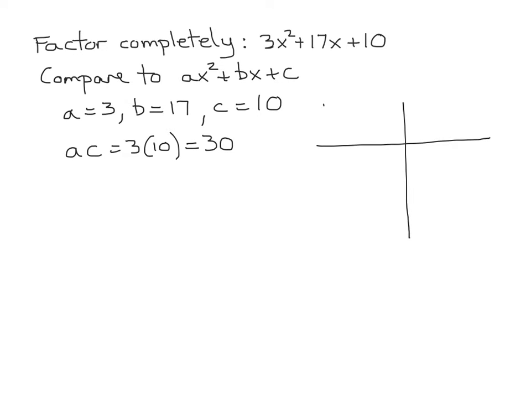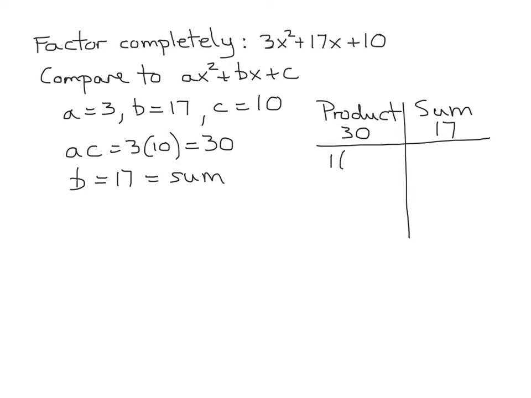We need two numbers that multiply to 30. So the product is 30, and b, which is 17, is the sum of the two numbers. So when I add them together, I'm going to get 17. Two numbers that multiply to a positive means the signs are the same, and since they add to a positive number, my two numbers are positive. So I'm going to start with 1 times 30. 1 times 30 is 30, but 1 plus 30 adds up to 31. That's not the sum I'm looking for.